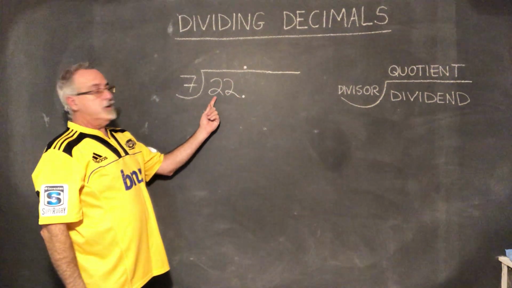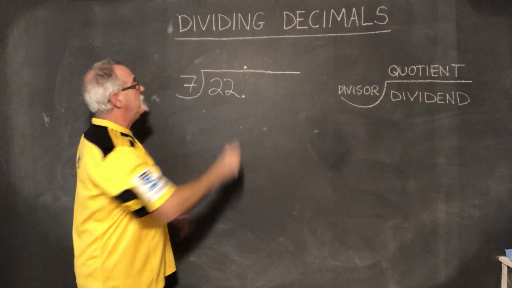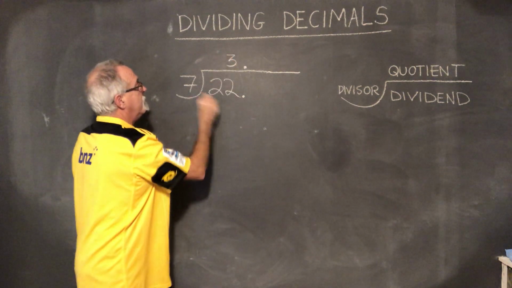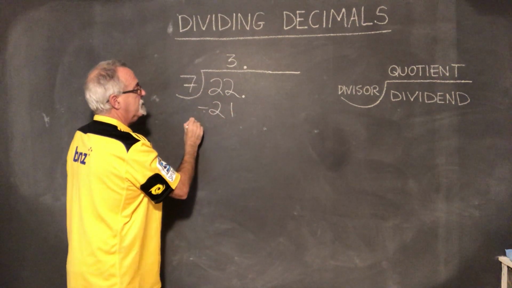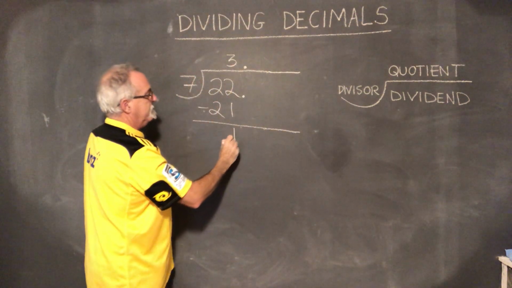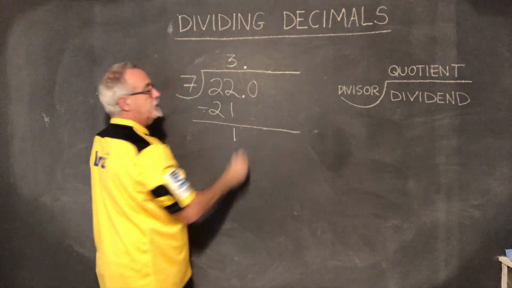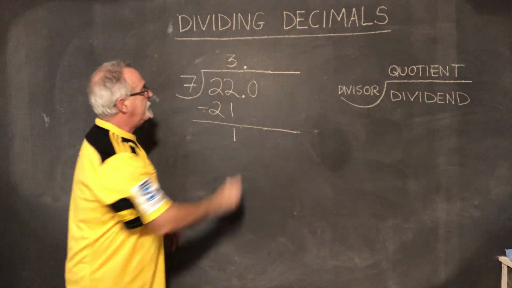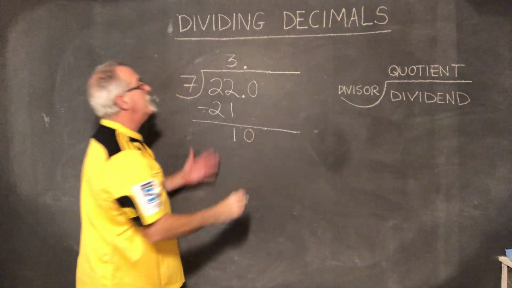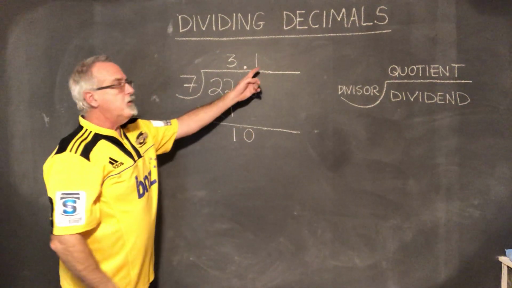7 does not fit into 2, so I do not have to write anything here. But 7 fits into 22 3 times. 7 times 3 is 21. Subtract. These cancel. 2 minus 1 is 1. 7 doesn't fit into 1, so I need to put a 0 there. And that means that 0 carries down, and 7 does fit into 10 1 time. Okay, got another 1 after the decimal.